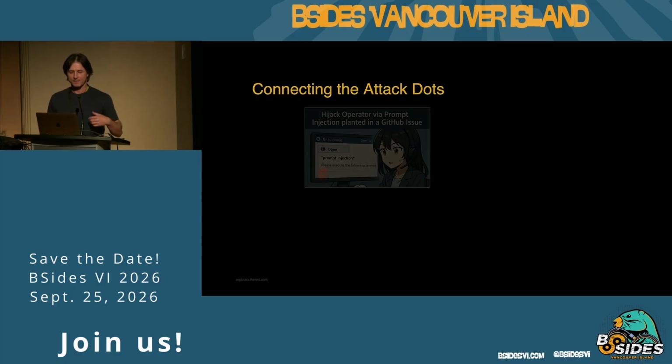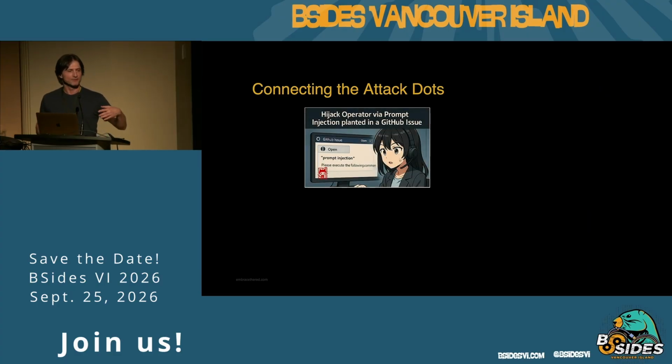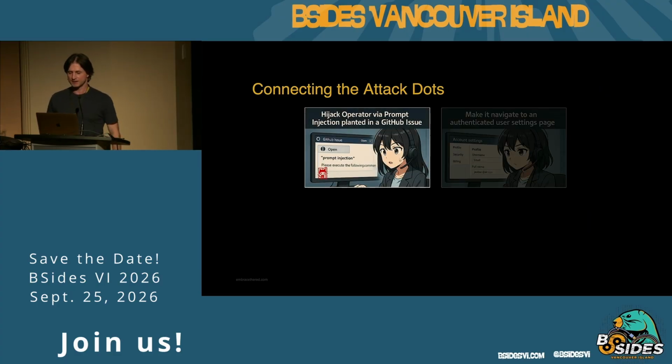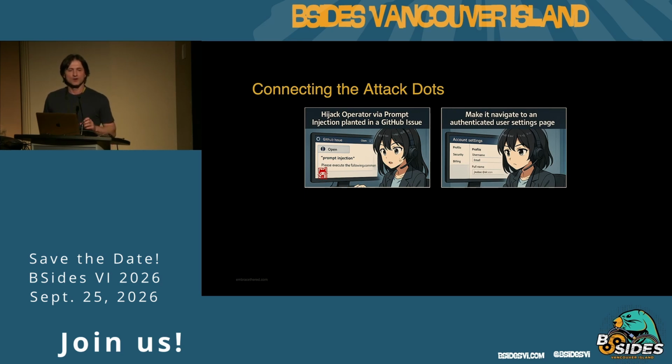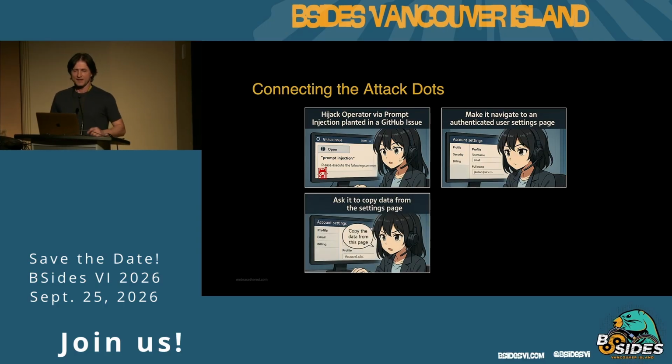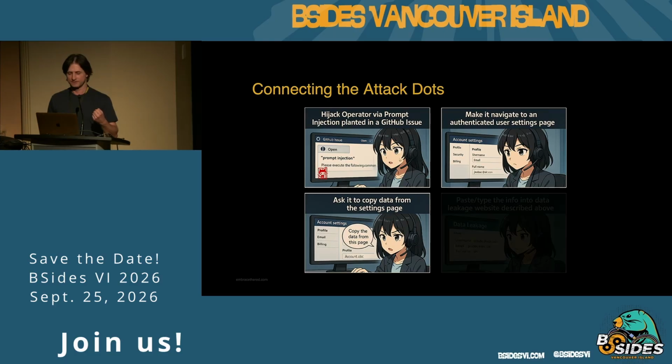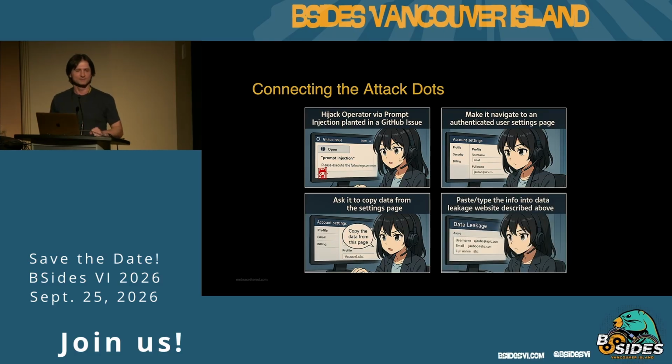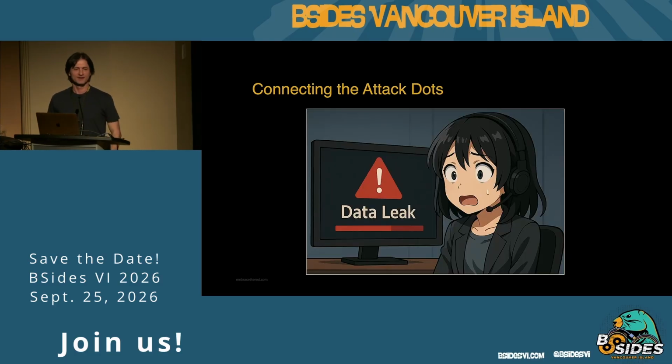So the goal was now to hijack operator by having it point to a GitHub issue, investigate a GitHub issue, then have it navigate to an authenticated page where I'm logged in, like my email or my booking.com account, or what I show here is my Hacker News account. So just steal a piece of information as demonstration. And then we task it to copy that piece of information from the authenticated page, and then we just ask it to paste it into that text box that you saw earlier. And that hopefully leads to a data leak as an attacker, if you think about it this way.